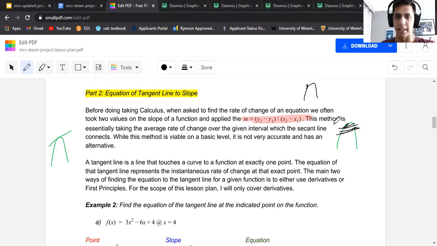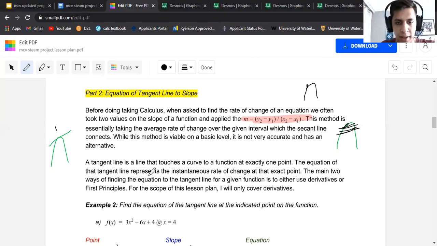This method is called finding the secant line. While it is easier to a degree than finding the tangent line, we're on to bigger and better things in grade 12 where we're finding the tangent to the curve. So a tangent line is a line that touches a curve at exactly one point, like I talked about right here. The equation of the tangent line represents the instantaneous rate of change at that exact point.